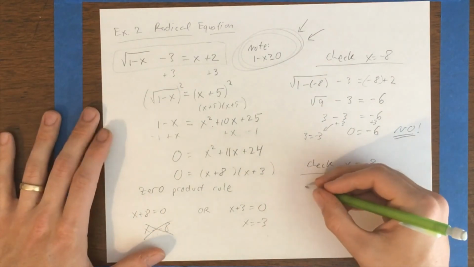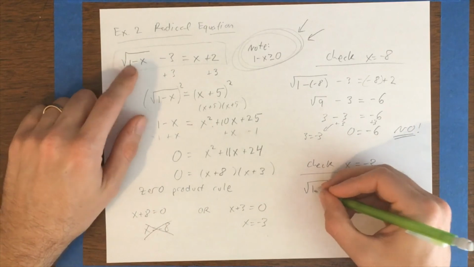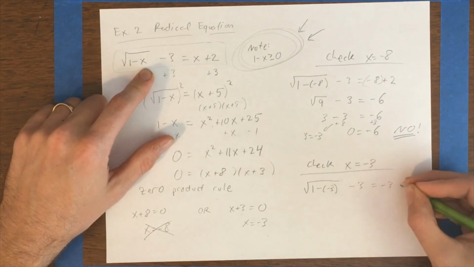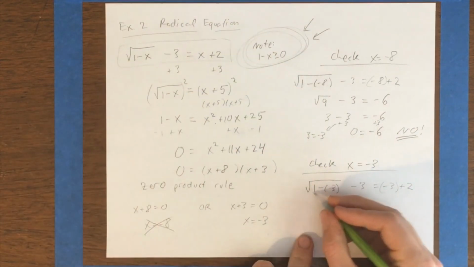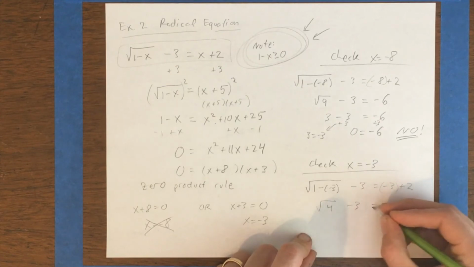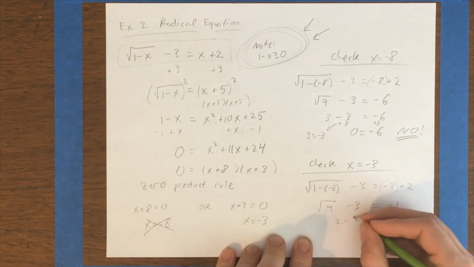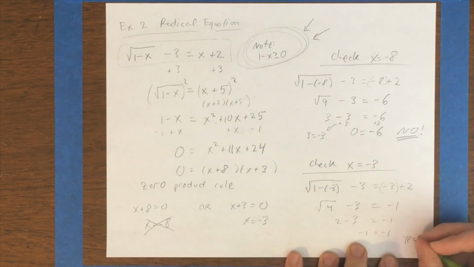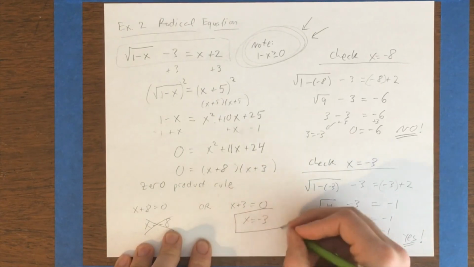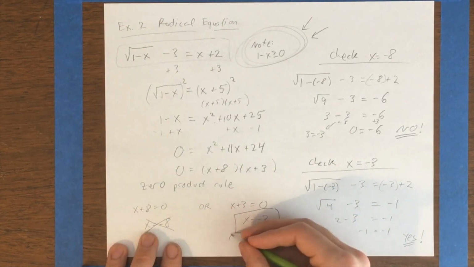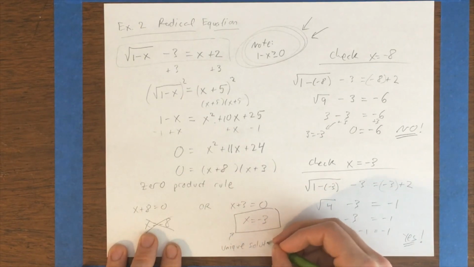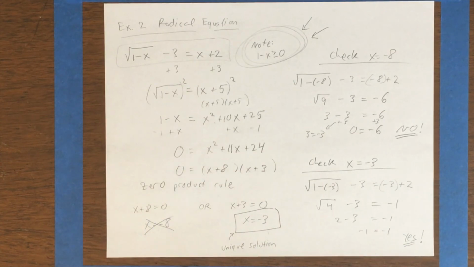That's certainly possible. So if we check, we'll put the -3 in. The square root of 1 minus -3, minus 3, equals -3 plus 2. In this situation, we get the square root of 4 minus 3 equals -1. 2 minus 3 equals -1. And yes, -1 equals -1. So in that case, it actually works. Yay. And x equals -3 is our solution. It's the unique solution. Turns out there's only one. When there's only one, you can call it unique. That's it for that one.